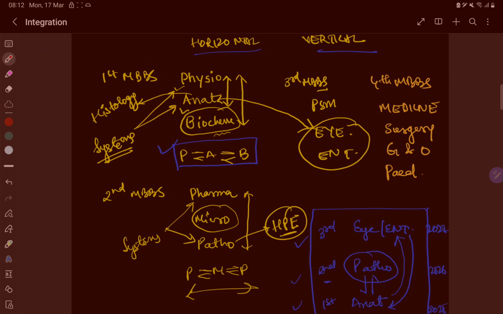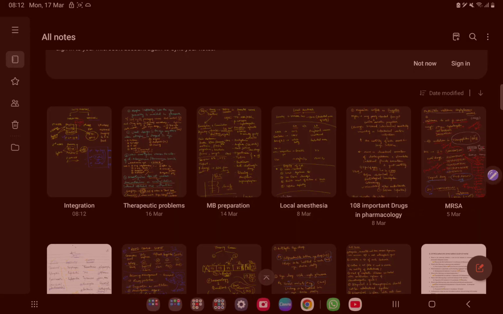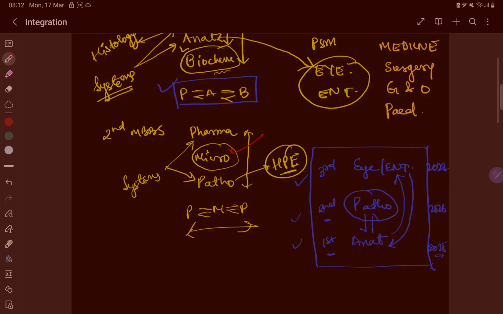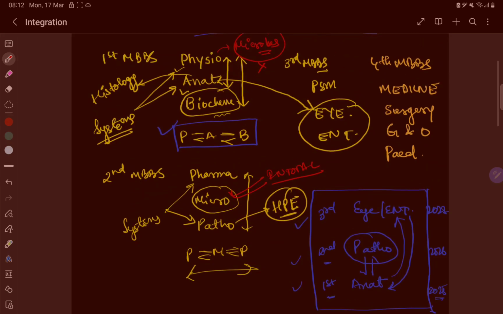You can see over here, suppose in the first year there is some talk about microbes, for example in a particular place. There is no major role of microbes in the first year, just a simple introduction. In the second year, there is micro in total, so we read about all the bacteria and viruses. In the second year there is microbiology in detail. Now, we see that microbes cause pathology.